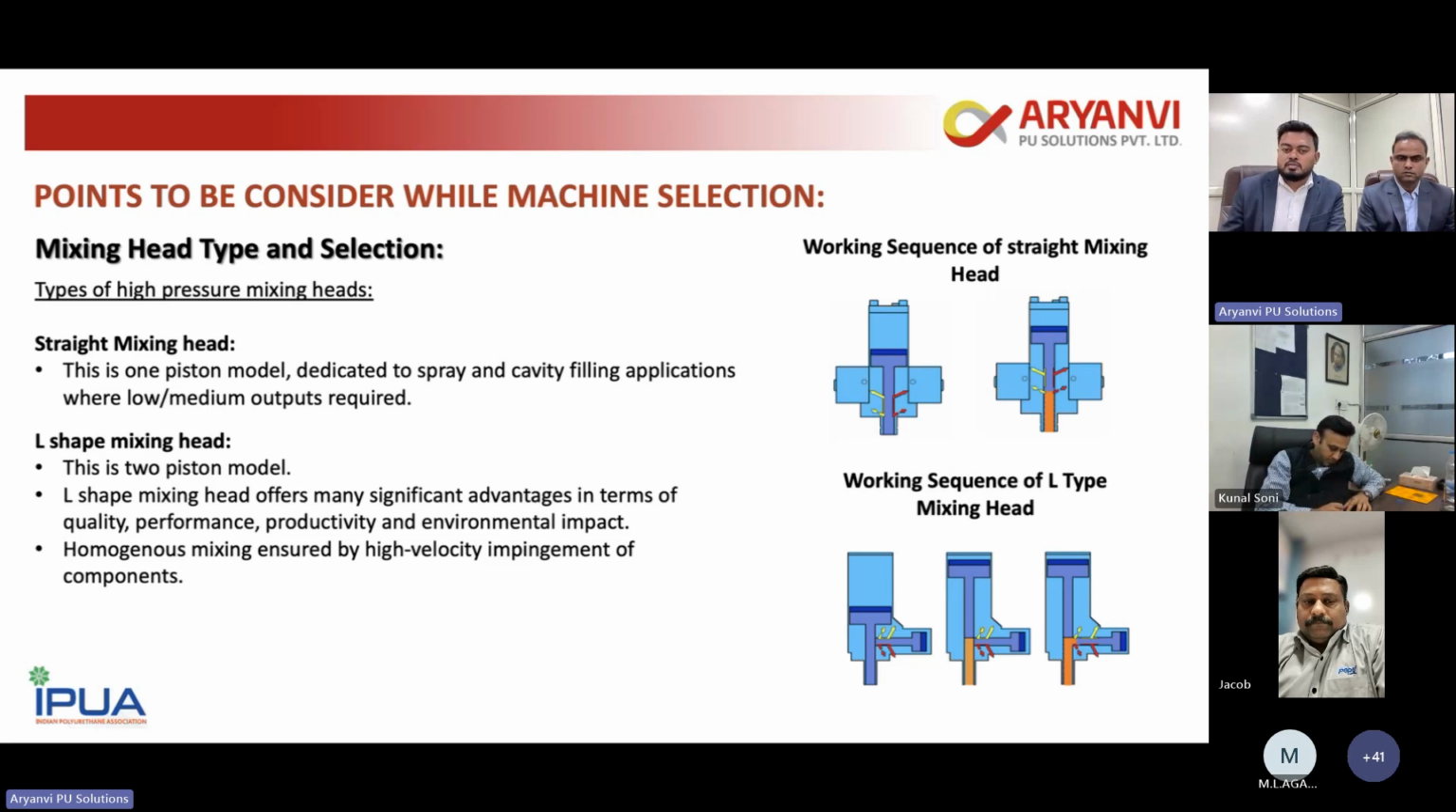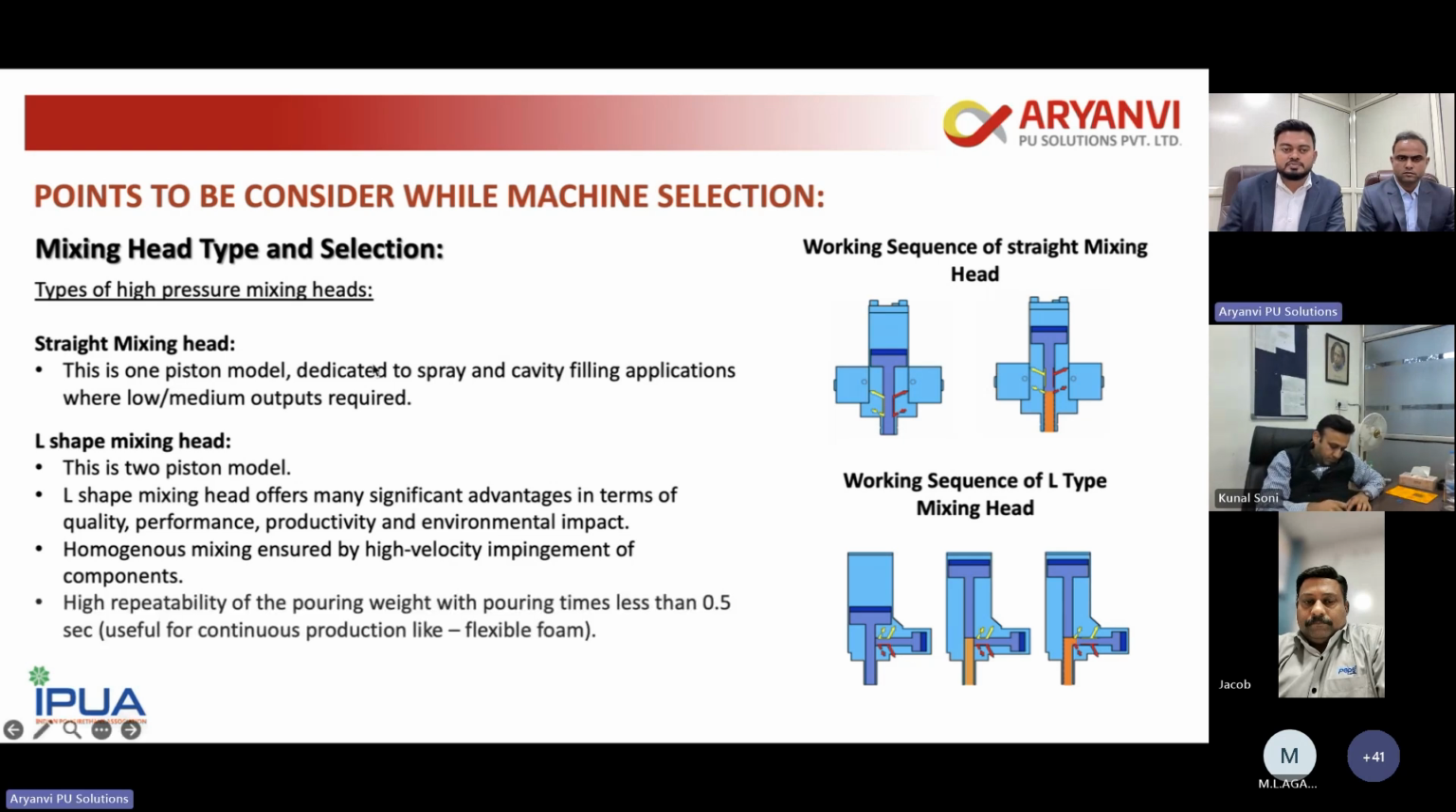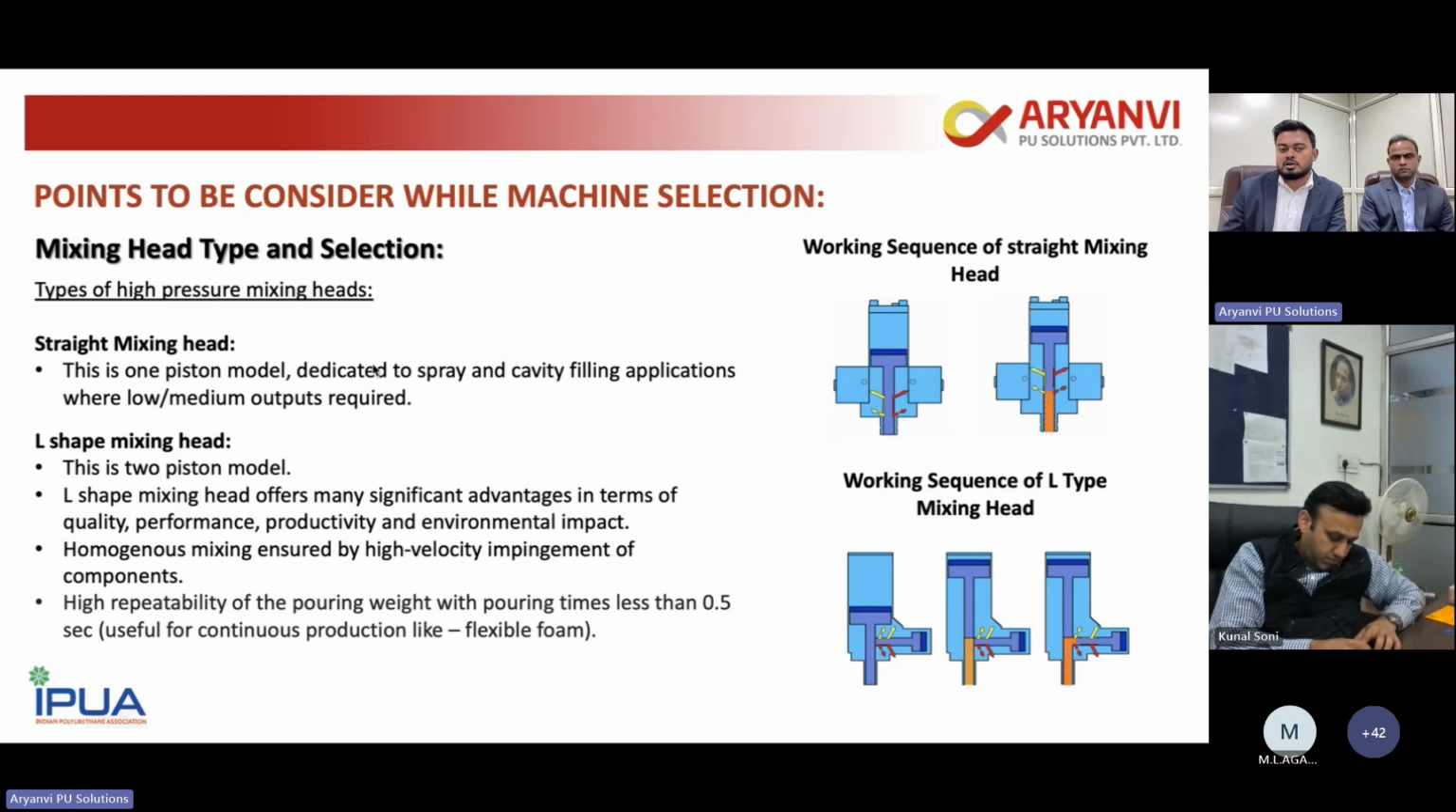You will get more productivity with the L-type mixing head, and it also allows you to increase your productivity by taking a number of shots one after another. For example, in rigid applications, people are using multiple molds. If they are using multiple molds, they need to take the next shot within a few seconds. So this kind of L-type mixing head helps them take a shot in like 1 second, 2 seconds, one after another. This is the important difference between the straight head and the L-type mixing head.